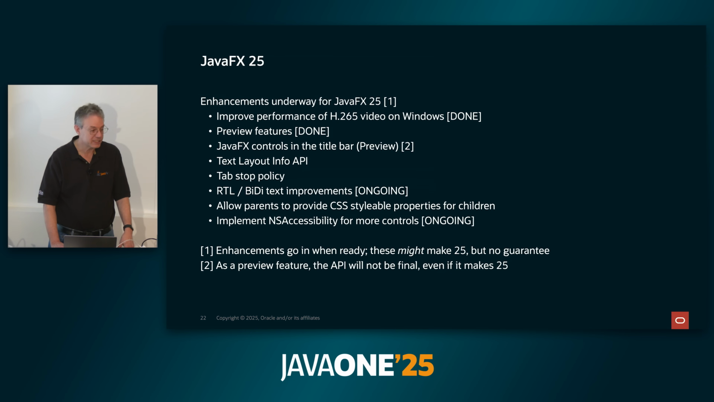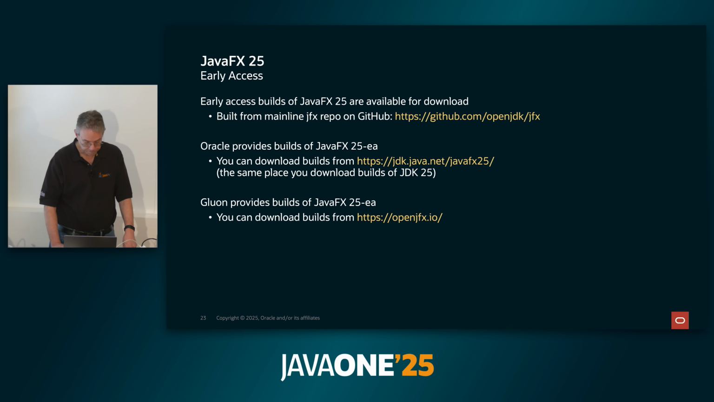There's a few text-related things inspired by our work on TextArea. We wanted to get public API for text layout and tab stop policy. And there's a continued effort that started in JavaFX 22, I think, to improve, fix bugs, get better support for right-to-left, bidirectional, and right-to-left characters. And then a couple of other features that we're looking at doing. And again, these might make 25, except for the first two, which are already in. And again, you can go download early access builds, and you can help contribute if there's something you'd like to see.